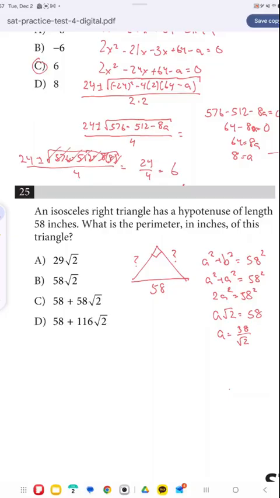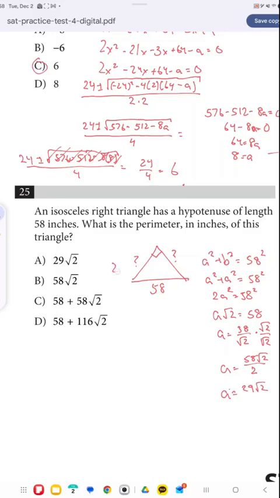In math, we don't like to have square roots or radicals in the denominator, so we need to rationalize this fraction. To rationalize this fraction, we multiply the top and bottom by the square root of 2. So we get a equals 58 times the square root of 2. Square root of 2 times square root of 2 would just give me 2. And so we get a equals 29 square roots of 2.